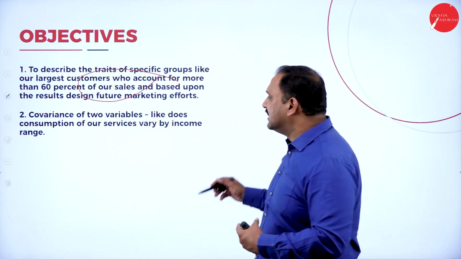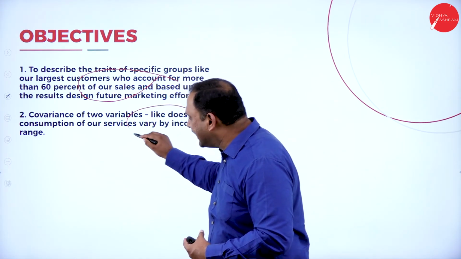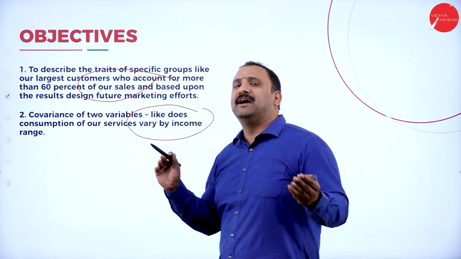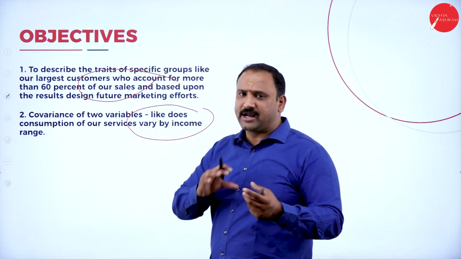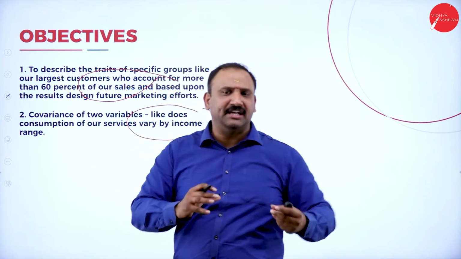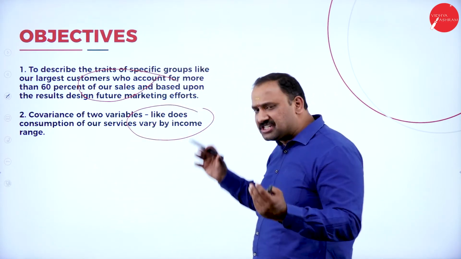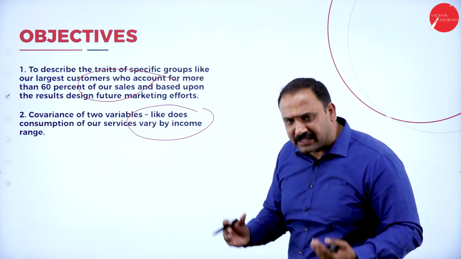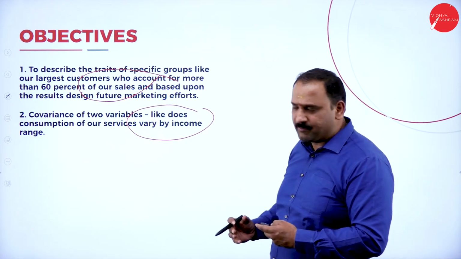Now the next thing is the covariance of variables, like the consumption of services might vary with the range of income. So again, I'm going to bring in two more factors like income, price, demand. Let me just describe these factors. Let me try telling you why these factors will matter.